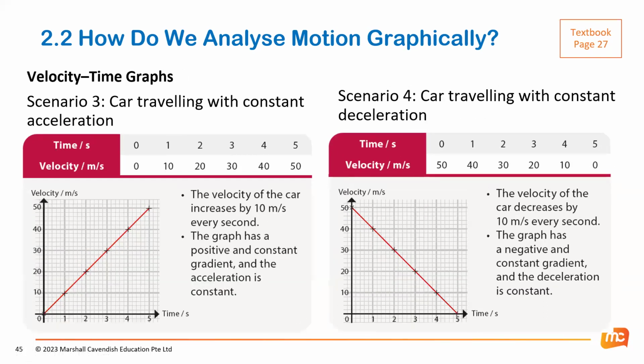Once you get this positive gradient, just jot down: positive gradient means positive acceleration. This is a negative gradient, which simply means negative acceleration, which also means I am decelerating.